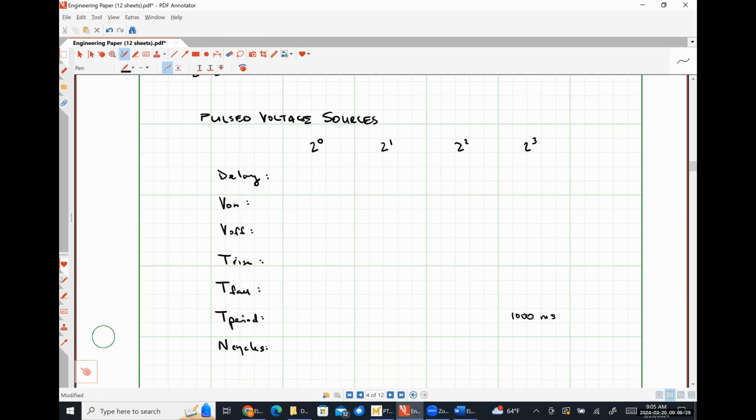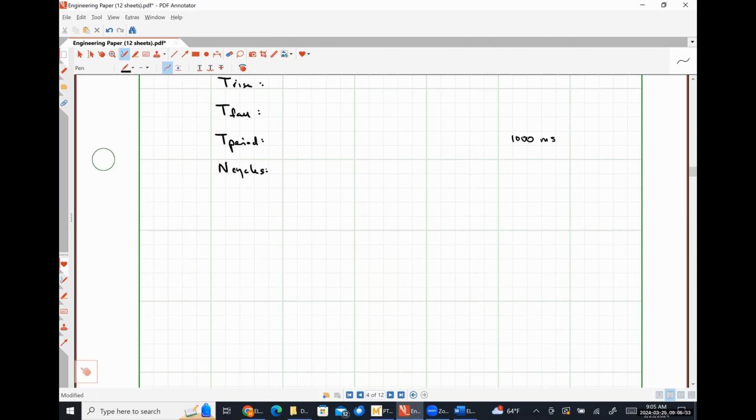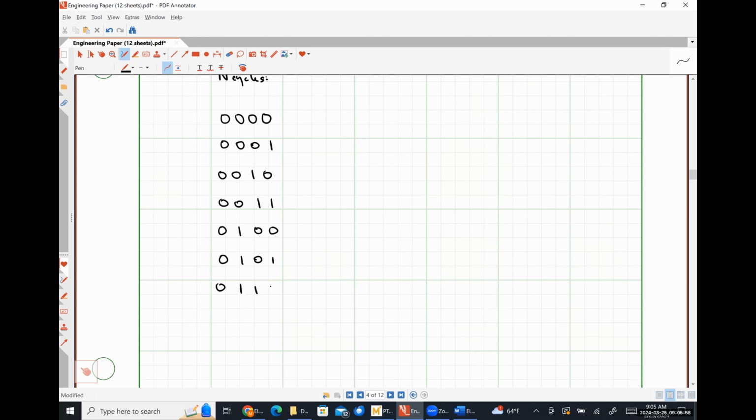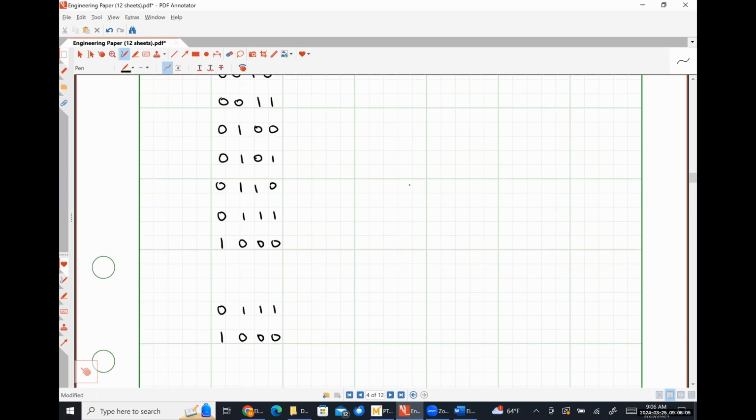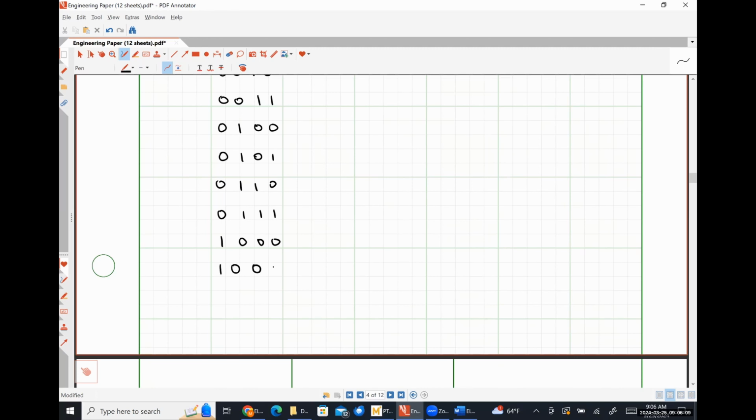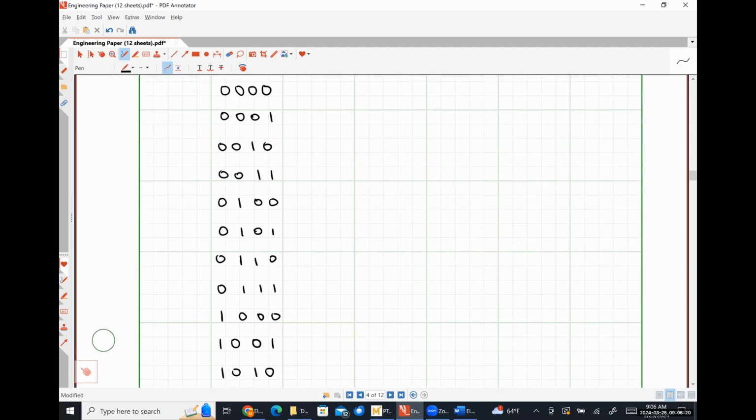I disagree. Let me write out these numbers. So we're going to start at 0, 0, 0, 0, then 0, 0, 0, 1, 0, 0, 1, 0, 0, 0, 1, 1, 0, 1, 0, 0, 0, 1, 0, 1, 0, 1, 1, 0, 0, 1, 1, 1, 1, 0, 0, 0. Gonna run out of space here, but I think you're gonna catch my drift in a moment. And so on and so forth, right?